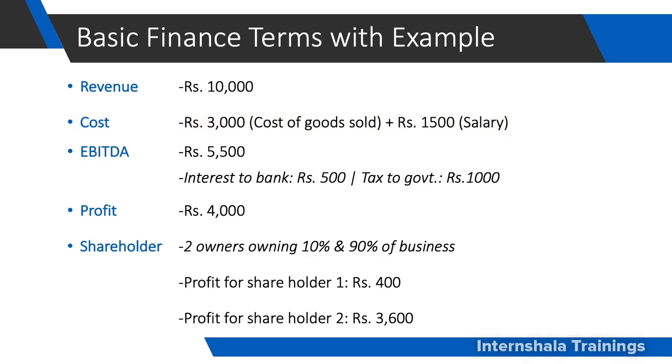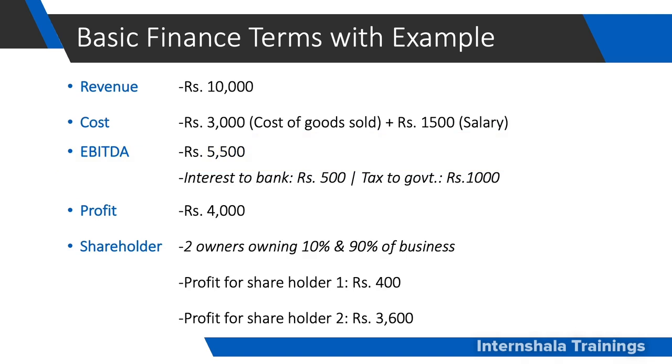The next is EBITDA, which is earnings before interest, tax, depreciation and amortization. So EBITDA is the difference of the revenue and cost. In our example, revenue was 10,000 rupees and the cost was 4,500 rupees, and hence the EBITDA was 5,500 rupees.